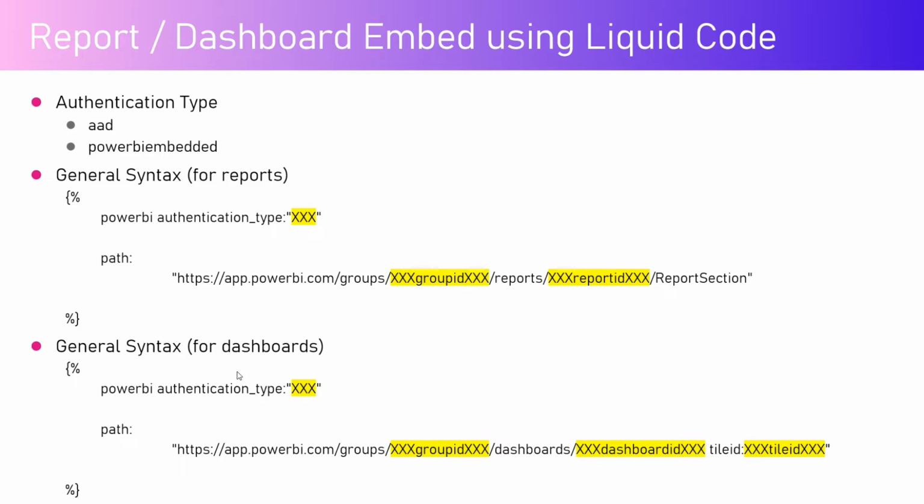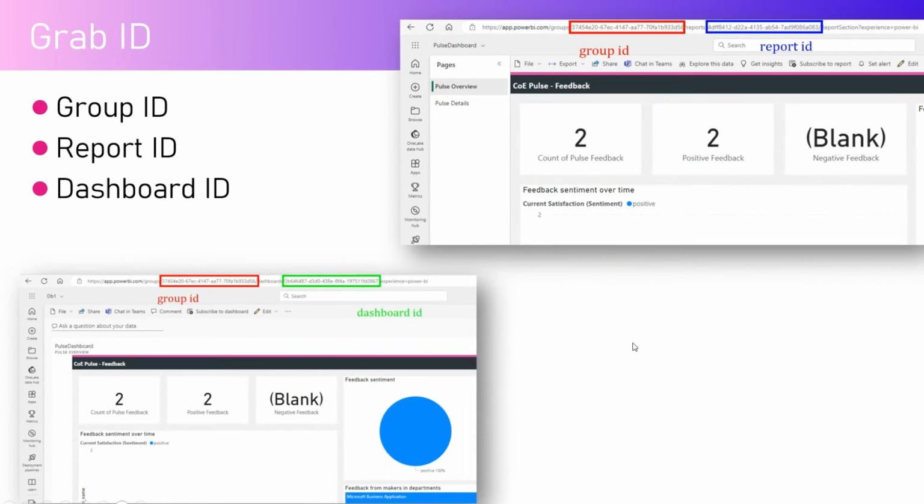Similarly, for dashboards, the syntax is a bit different. It starts with the group ID and then dashboards. You need to put the dashboard ID, and there is an optional additional attribute called a tile ID. If you want to render a specific tile from a dashboard, you can do that as well. So: group ID, report ID, and dashboard ID.